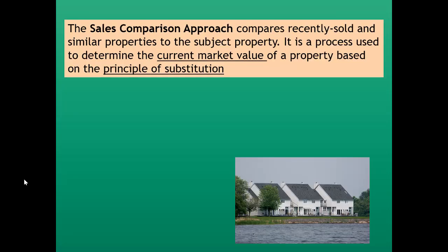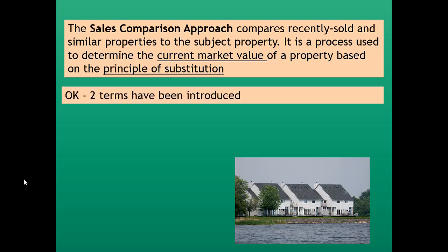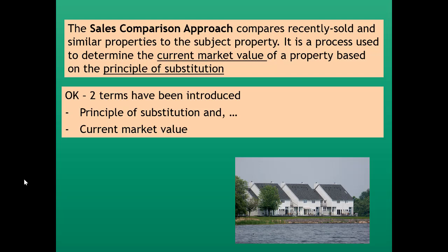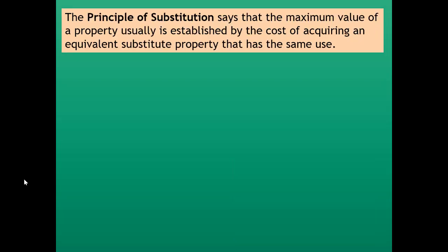The sales comparison approach compares recently sold and similar properties to the subject property. It is a process used to determine the current market value of the property based on the principle of substitution. All right, we've introduced two terms. One is the principle of substitution, and the second is current market value. We're going to talk a little bit about those.